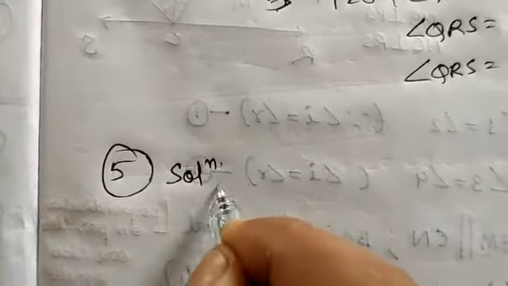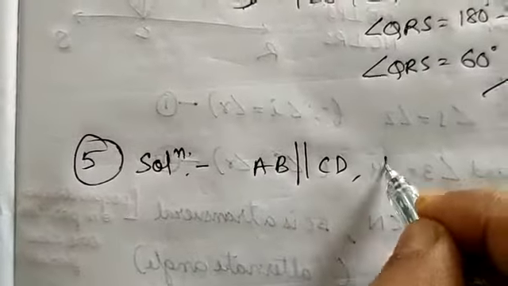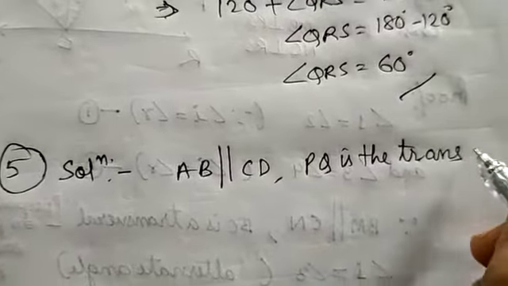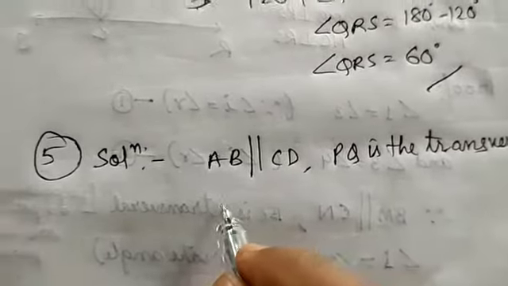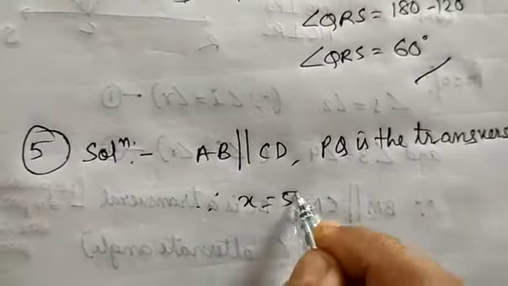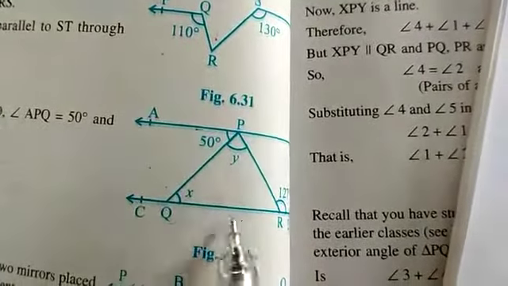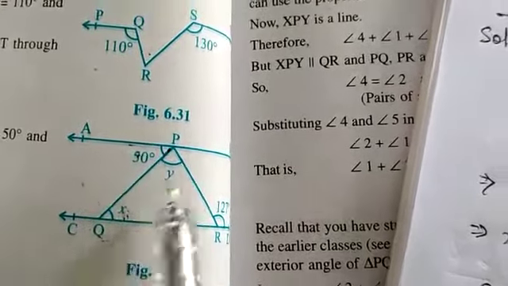Question number 5. I am writing here. We need to find the solution. You write nicely the solution. First, AB is parallel to CD and PQ is the transversal. Therefore angle X equals 50 degrees, alternate interior angle. I will show you this: these two lines are parallel, so with this transversal, these two angles are alternate interior angles, and they are equal since these two lines are parallel.